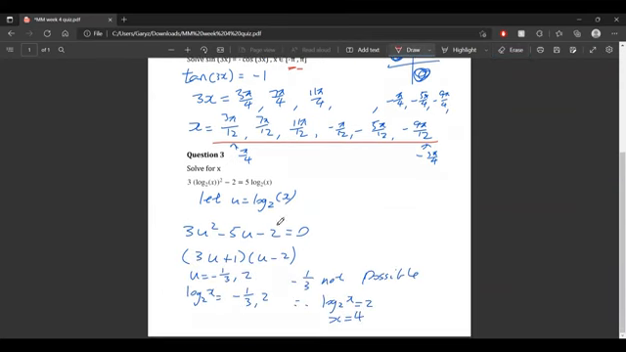For the final question, we let u equal log base 2 of x, and then we can write this as a quadratic: 3u squared minus 5u minus 2 equals 0. We factor to get 3u plus 1 and u minus 2, so u is either negative 1 on 3 or 2. That says log 2 of x is equal to negative 1 on 3 or 2, but negative 1 on 3 is impossible because log 2 of something is always positive. Therefore, log 2 of x is equal to 2, so x is equal to 4 because 2 to the power of 2 is 4.